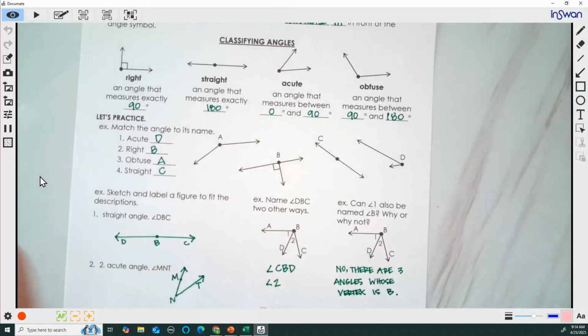All right, let's look at some basic angle pairs.